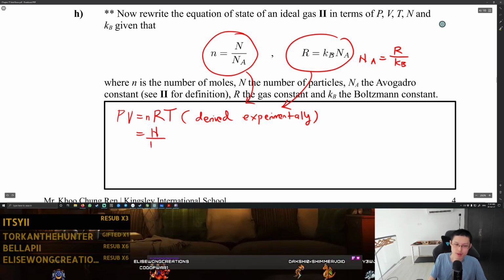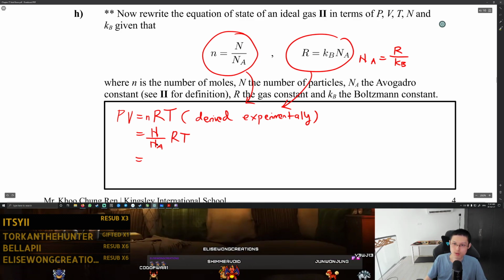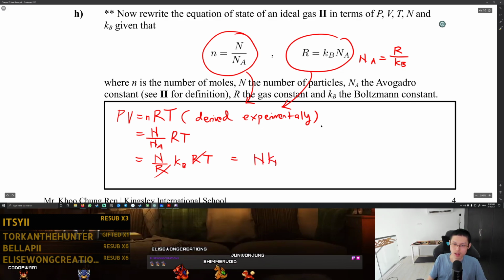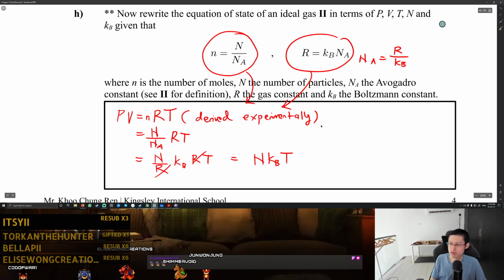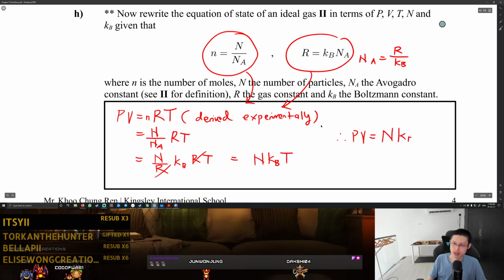So that's going to give me N over Na, and then Na is going to be R over Kb. So let's see. So the R's would cancel, which means we're left with N Kb T. So this is the alternate form of the ideal gas equation. So on one hand, we have PV equals nRT. On the other hand, we have PV equals capital N Kb T. So this is another thing that you have to know as well.